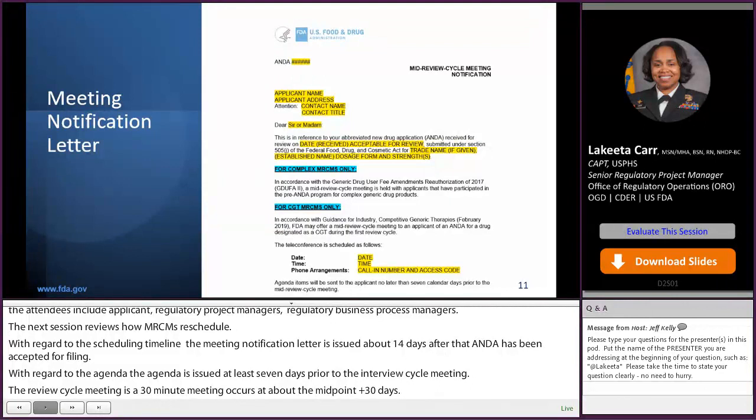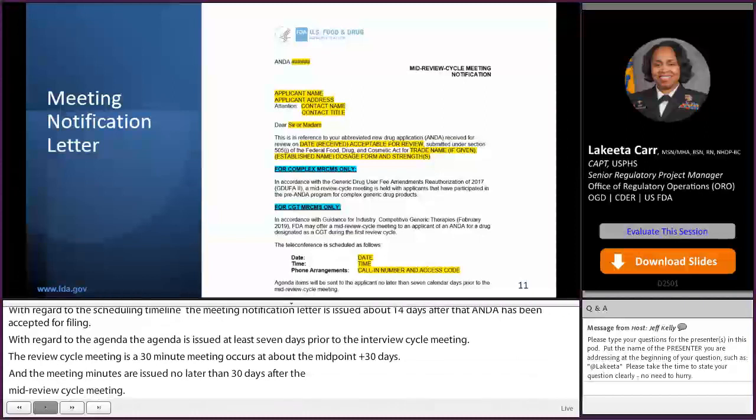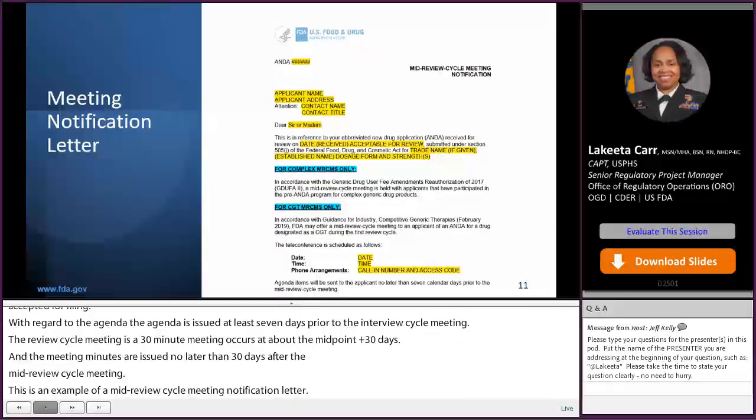This is an example of a mid-review cycle meeting notification letter. It will include information about the ANDA, the applicant, the date the ANDA was accepted for filing, and also it will include information about whether or not the ANDA is eligible because it's a complex MRCM or because it's a CGT MRCM. And lastly, it will include information about the date, the time, and the phone arrangements for the meeting.